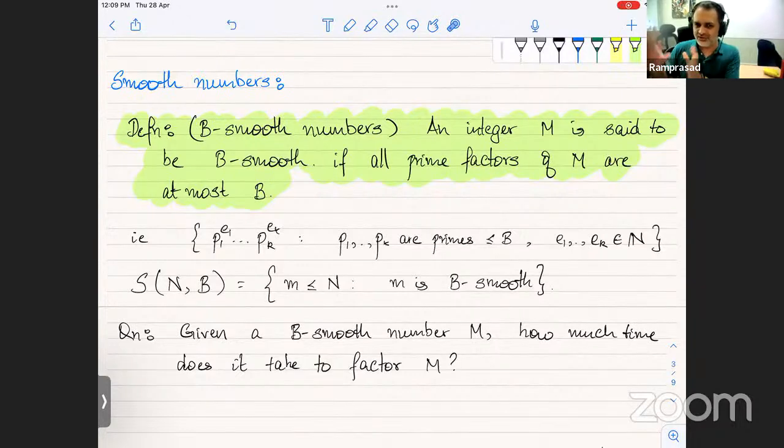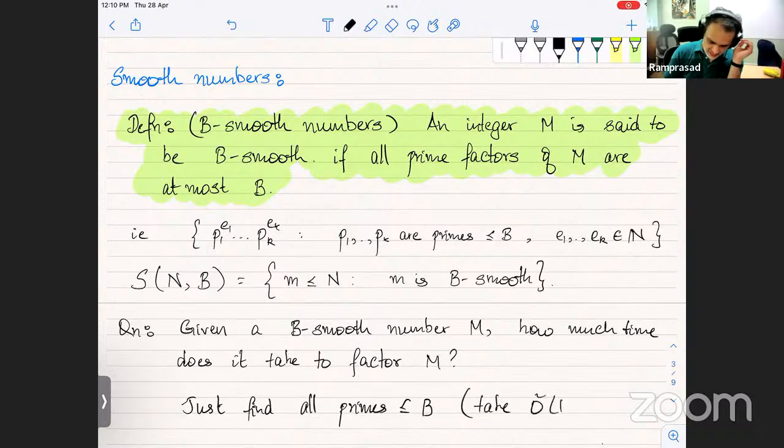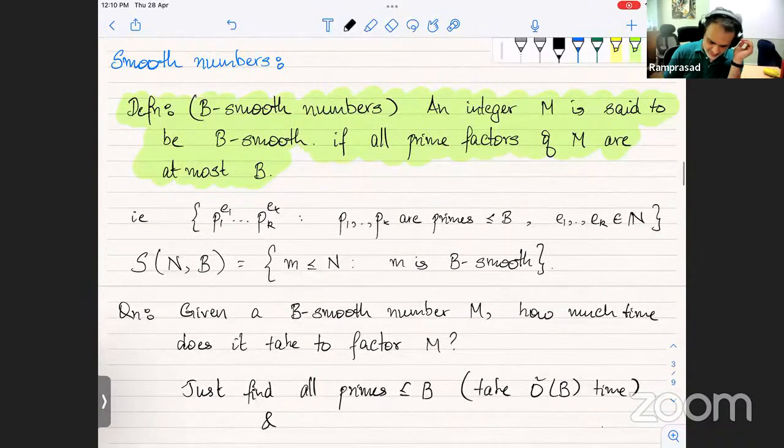Okay, so that's again going to be another poly in log b, or log b comma log n time. I'm just going to let you find all primes less than or equal to b, and this will take O tilde b time. Okay, and divide.